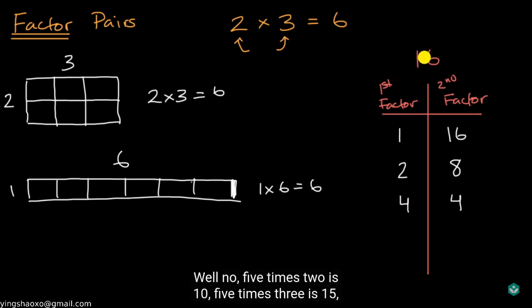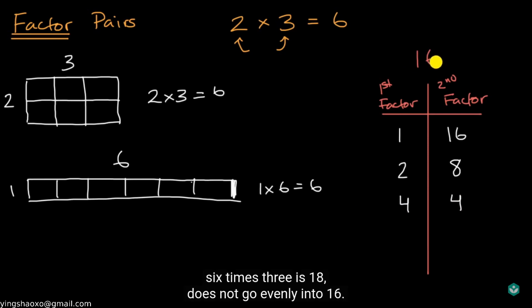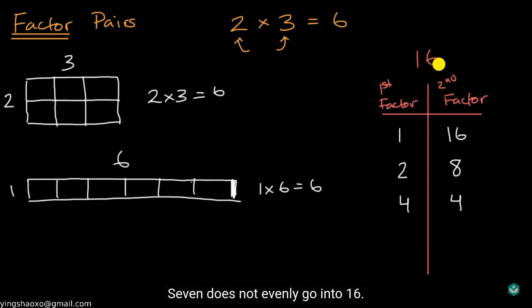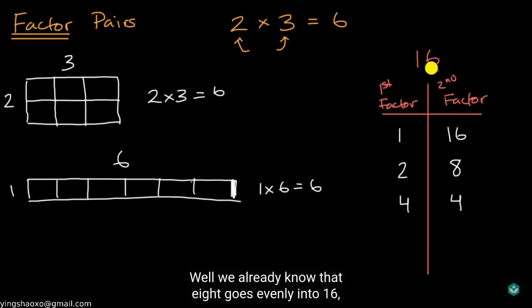What about 5? Well, no, 5 times 2 is 10, 5 times 3 is 15, 5 times 4 is 20. 5 does not go evenly into 16. Same thing for 6. 6 times 2 is 12, 6 times 3 is 18, does not go evenly into 16. What about 7? 7 does not evenly go into 16. 7 times 2 is 14. 7 times 3 is 21. What about 8? Well, we already know that 8 goes evenly into 16.